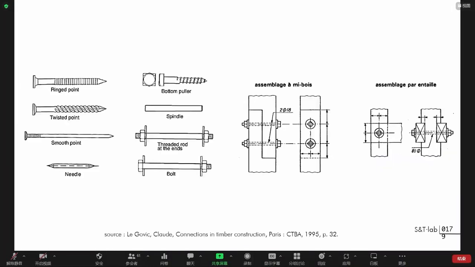Well, just a few words about timber joints. Timber joints are contact-based or are using steel connectors. From this, you have different behavior against fire.